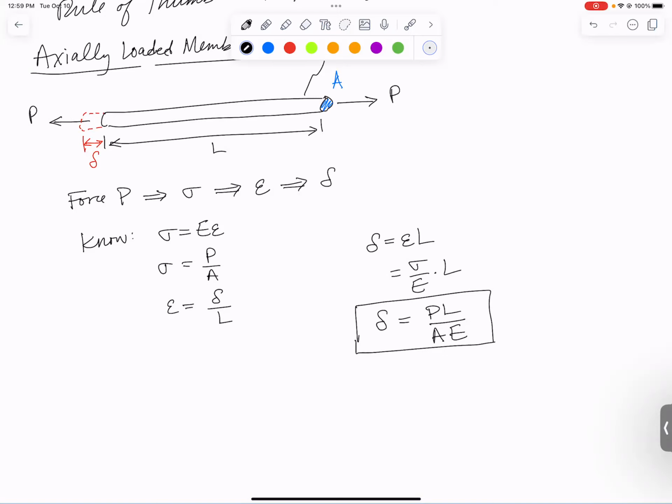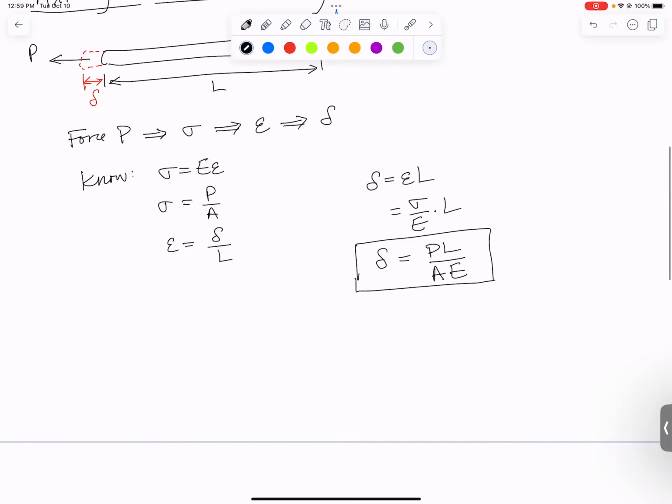Will the units work out with this equation? Well, let's check out units. Force is units of newtons. Length is units of meters. Area is units of meters squared. And Young's modulus is Pascal, so newtons per square meter. The square meters cancel, the newtons cancel, and I'm going to get units of meters, and deflection should be units of meters. So that's a very helpful equation. We can use it to find the change in length of all kinds of things.